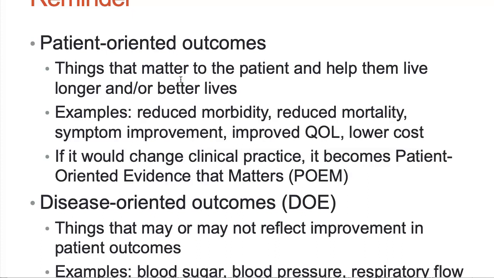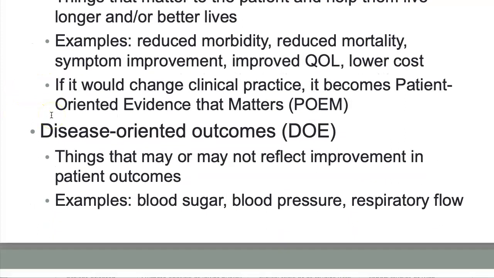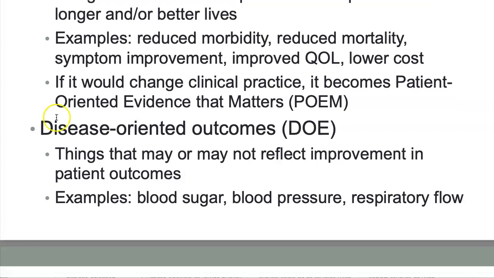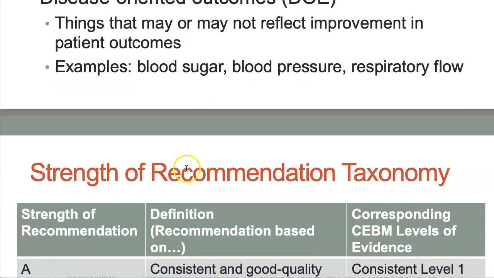Is the level of evidence that we're doing going to actually change the way that we practice our medicine? Does it change the way we practice athletic training? Then it becomes a little bit higher level. Whereas disease-oriented outcomes are the things that may or may not reflect improvements in patient outcomes, for example, blood sugar, blood pressure, respiratory flow.